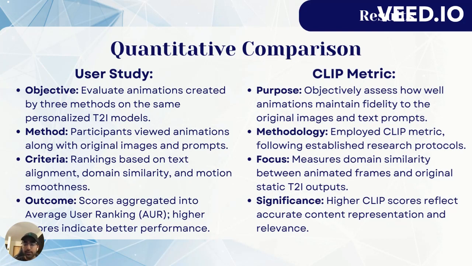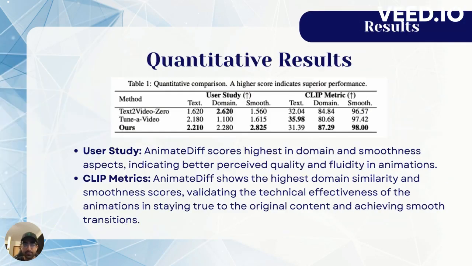And then on the CLIP metric, this metric was essentially employed to assess the technical alignment of animations with the original images and prompts. It focused on the same three metrics, but providing a computational perspective. And the higher CLIP scores denote more precise and fluid animations.